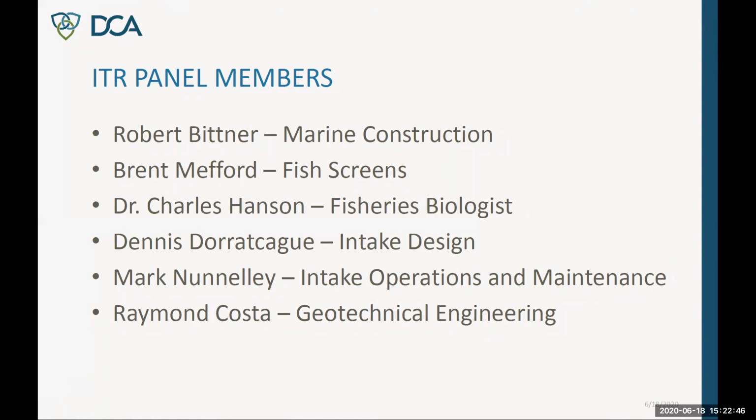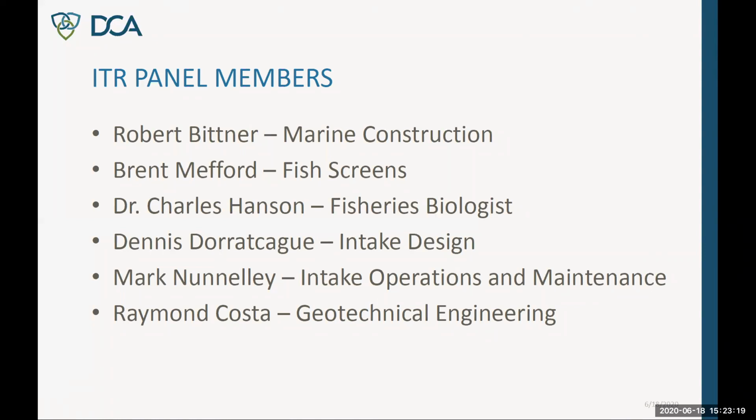He brings a lot of design experience from a variety of intakes. So he represents kind of the whole gamut of engineering, planning, and his interaction with biologists over the years. Mark Nunnally is an O&M manager for PG&E on some of their larger intakes, particularly one up on the Stanislaus River, which has similar facilities. He brought an interesting perspective to the use of both T and vertical plate screens.